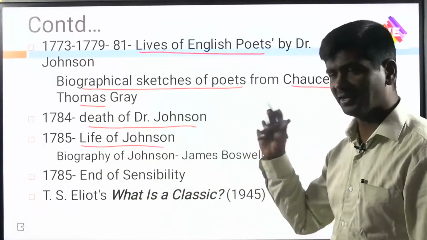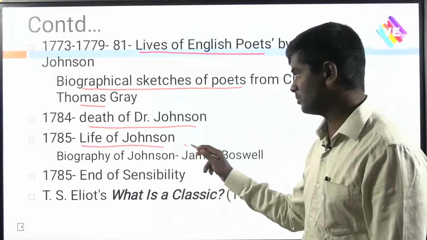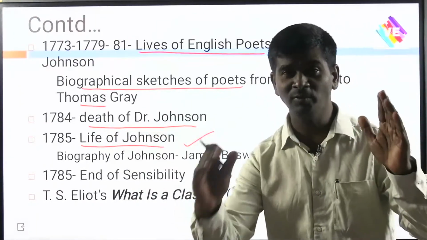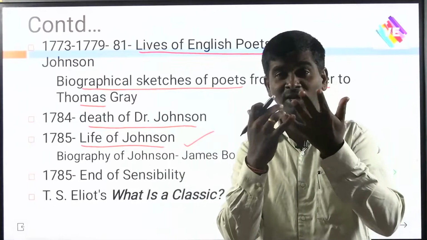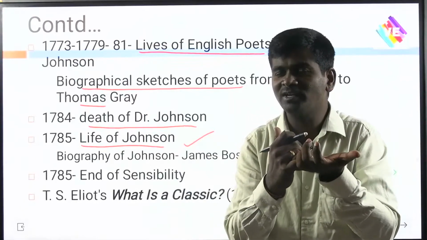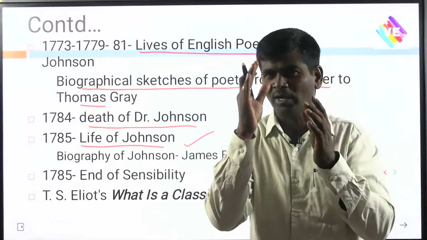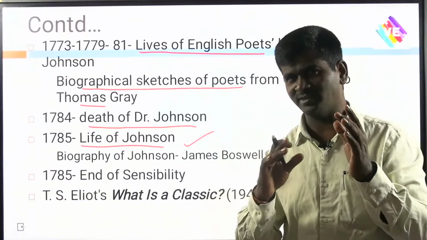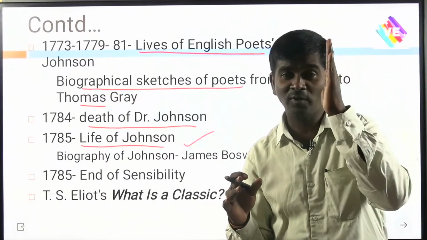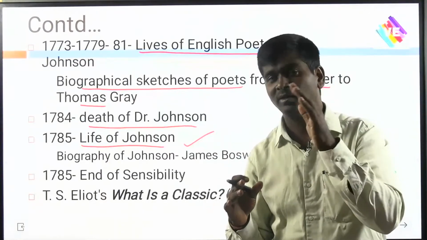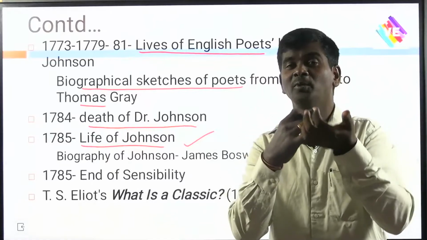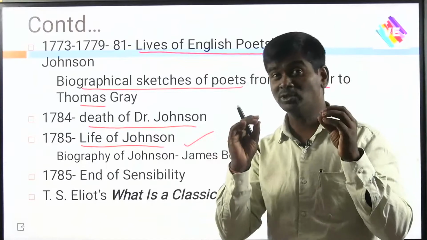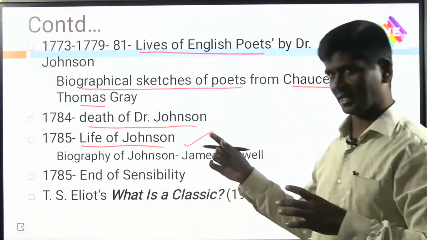This is the biography of Johnson written by James Boswell. Very, very important. Friends, in the history of NET examination, they will give you writer and biographer, where we need to match. How difficult it is: in section A, you find different writers like Charles Dickens, Dr. Johnson, T.S. Eliot, and Ezra Pound, and you can find important biographers who wrote the biographies of these writers, where you need to match. These types of questions are common in NET and are very complex to answer. This is one of them.